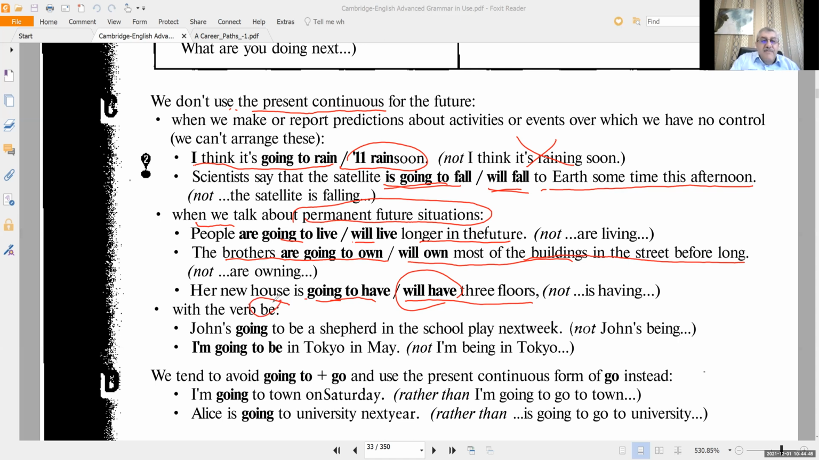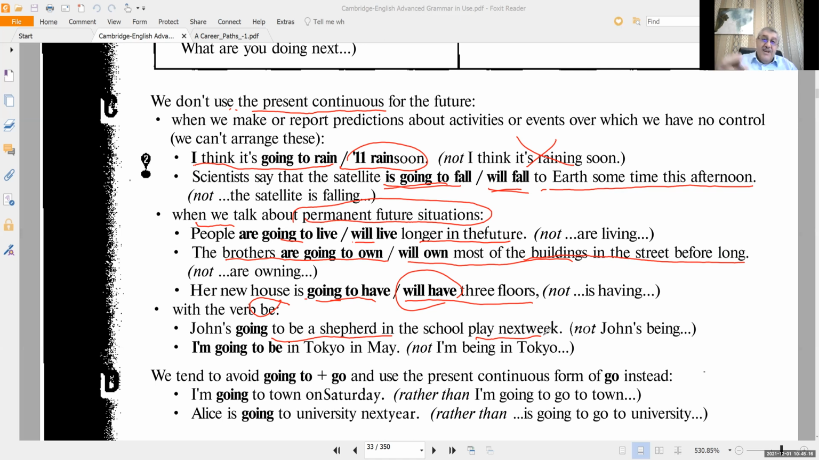With verb to be، مع الverb to be. John's going to be a shepherd in the school play next week. John's going to be a shepherd. إذن أن هناك شخص اسمه جونز راح يمثل دور الراعي in the school play، في مسرحية في المدرسة في الأسبوع القادم. إذن Jones is going to be a shepherd.